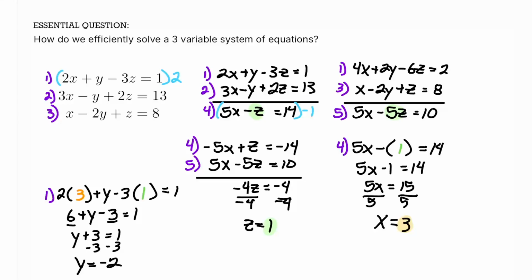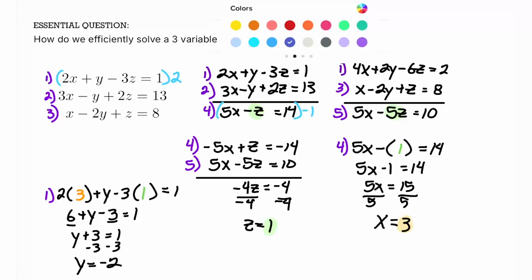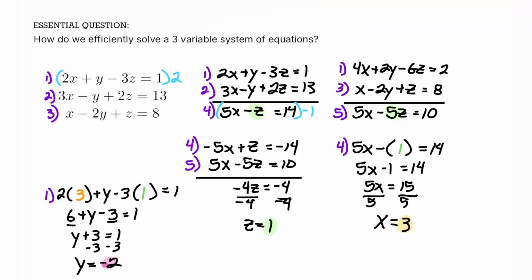And so now I've got my 3 variables. I write that as an ordered triple. So my answer is going to be 3, negative 2, and 1. And so with these, you can check them. We can type them in here. 3 times 2 is 6. 6 minus 2 is 4. 4 minus 3 is 1.